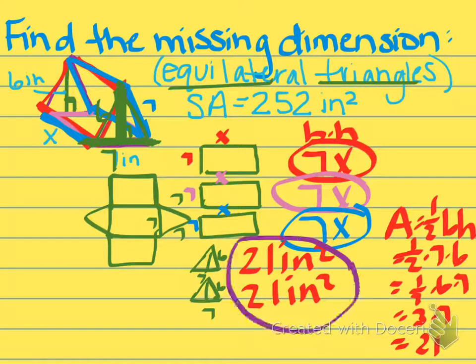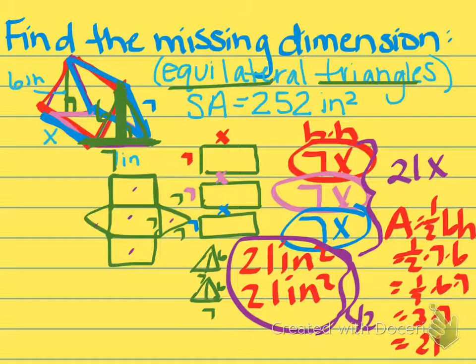So now I've got my 2. So you know that there are 5 sides, 1, 2, 3, 4, 5, or faces to a triangular prism. And so we have all of them here, and I just need to add them up. So I can combine my 7x plus 7x plus 7x and make those 21x. And I can combine my 21 inches squared plus 21 inches squared and make 42 inches squared.